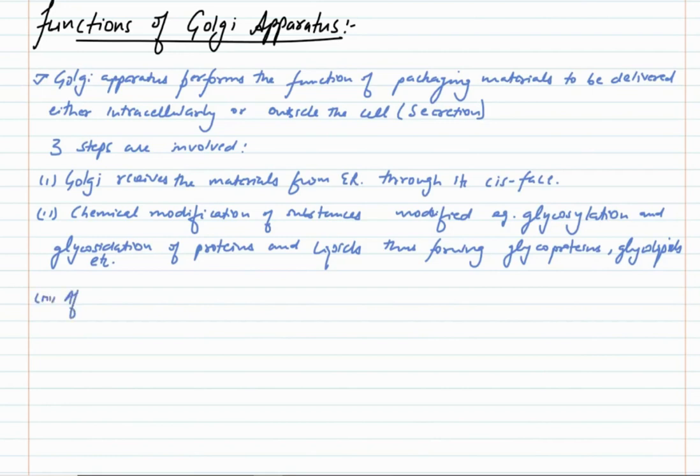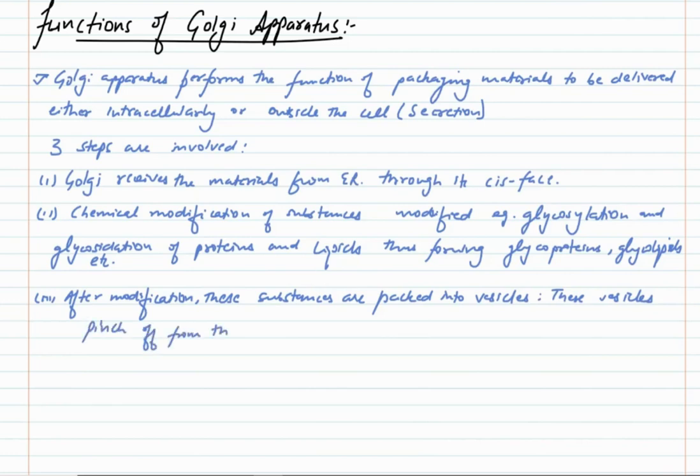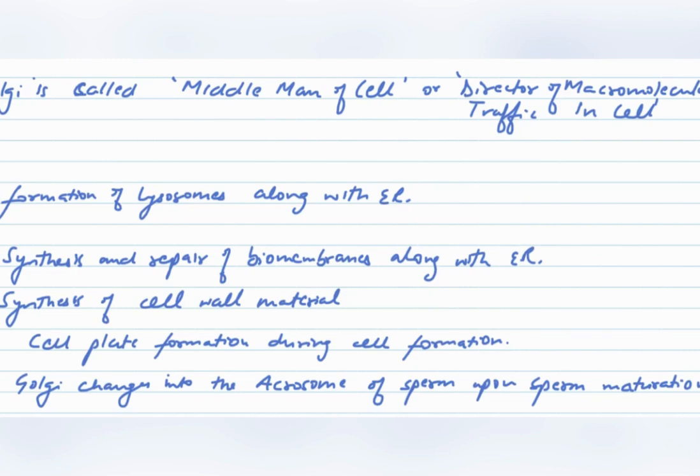After chemical modification, these substances are packed into vesicles. These vesicles pinch off from the trans phase and are delivered outside the cell or inside the cell. So all the macromolecules which are sent outside the cell move through the Golgi body. So Golgi is called the middleman of the cell or director of macromolecular traffic.